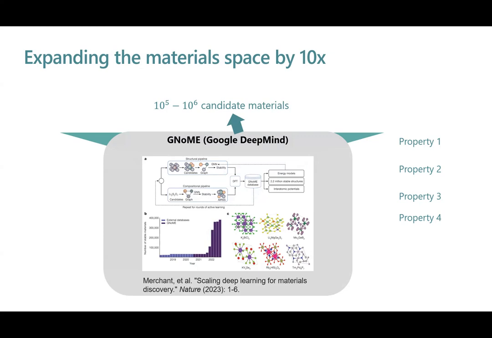One thing I think many of you may have heard is this GNoME work that just came out of Google DeepMind, where they developed an active learning loop to iteratively explore novel materials by using substitution over existing materials and jointly training a machine learning force field using the data generated by density functional theory along the way. At the end, they were able to expand the known space of materials by 10 times, basically enlarging this initial set of candidates that you would normally screen for different materials.